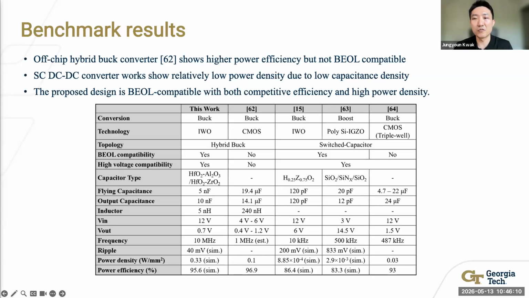Our design has a unique position. It is the first back-end-of-line compatible design that accepts a 12-volt input while achieving competitive efficiency, high power density, and an ultra-thin 0.92 millimeter stack height. The combination of the 12-volt input, the back-end-of-line compatibility, 95.6% efficiency, 330 milliwatts per square millimeter power density, and under 1 millimeter stack height makes our work distinct from all prior designs.